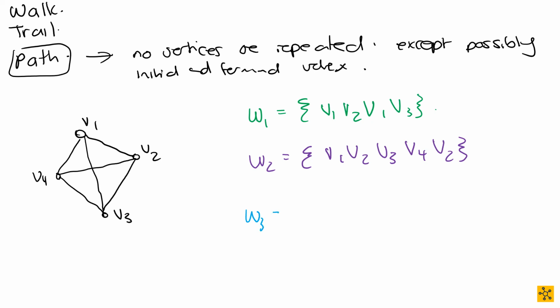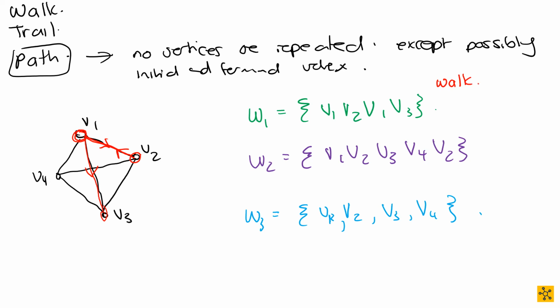And Walk 3, we have V1, V2, V3, and V4. And that's a 1, just by the way. So let's go through those and figure out what they are. So first one, we have V1 to V2, back to V1, and to V3. So we go that route, and then we go that route, and then we go that route. So that's a walk.